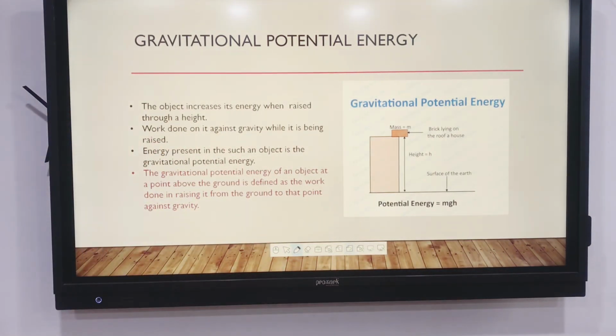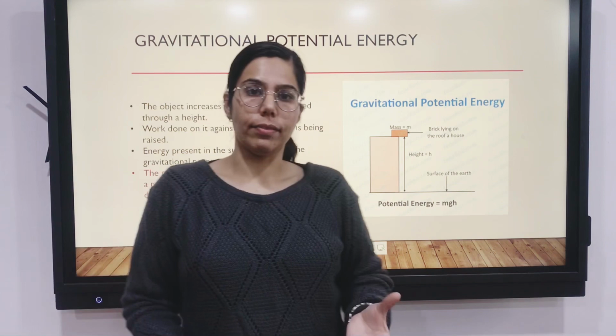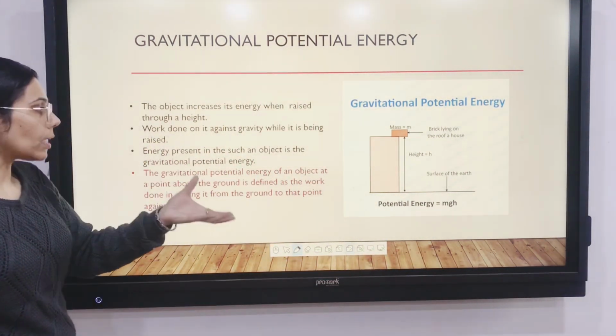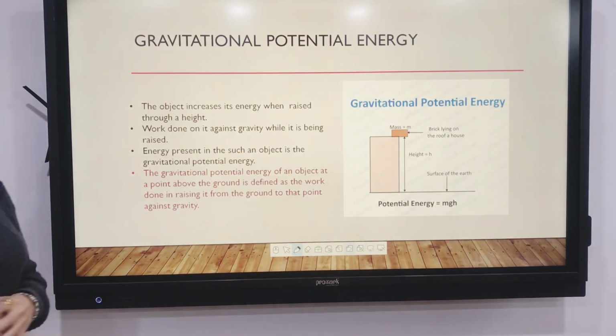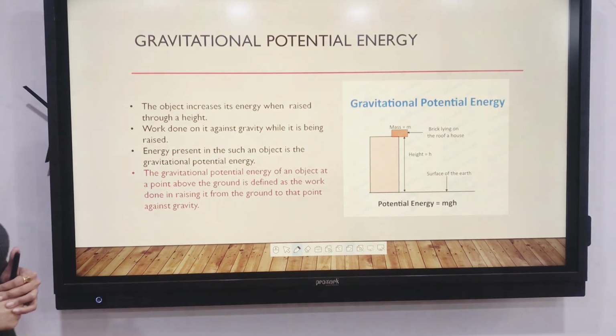The energy present in such an object is gravitational potential energy. So yes, we are doing some work against gravity. Gravitational potential energy of an object at a point above the ground is defined as the work done in raising it from the ground to that point against gravity.